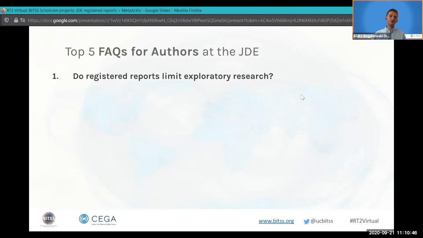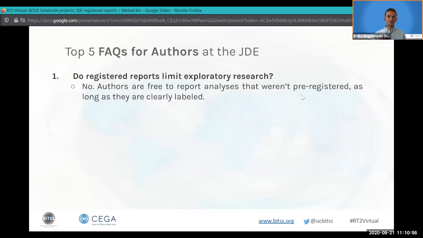So first of all, do registered reports limit exploratory research? Ted talked about this and elaborated on this quite a bit, so I'm not going to spend too much time on it, but the basic idea is that no, you are free to report any analysis, even the ones that weren't pre-registered, as long as you clearly label them. Distinguishing between confirmatory and exploratory research helps preserve the integrity of both without favoring one over the other.